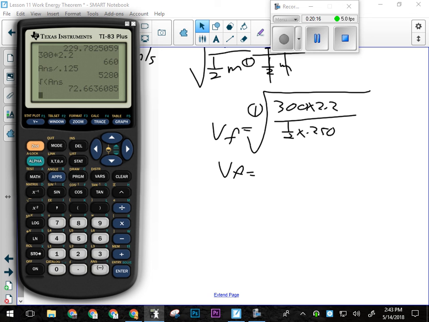I did, 0.125 is half of 0.250. When you go 0.5 times 0.25, you get half of that. I just did that in my head. Okay, 0.5 times 0.250 is 0.125. You have to put that part in brackets on the bottom if you're doing that in your calculator. So if you're doing it all in one step, I'd have the square root, and then I'd have 300 times 2.2 divided by 0.5 times 0.250.